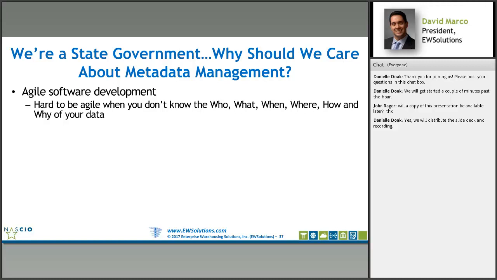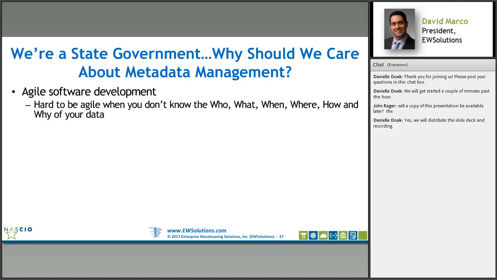Number one, a lot of you guys are moving to Agile software development. And one of the key tenets of Agile is quicker, faster, hopefully better. That's what we want. We want it better also. Well, how are you going to be able to agilely build your applications if you don't know the who, what, when, where, how, and why of your data? Well, the truth is you're not going to be able to do that.